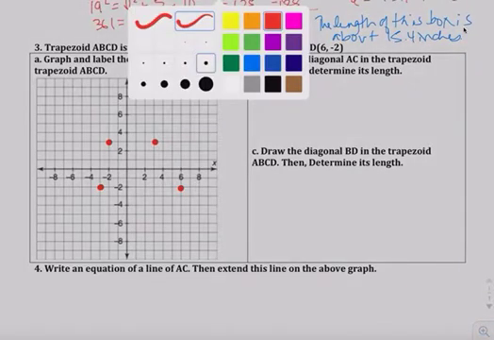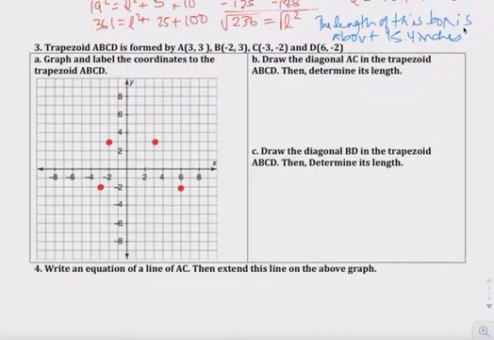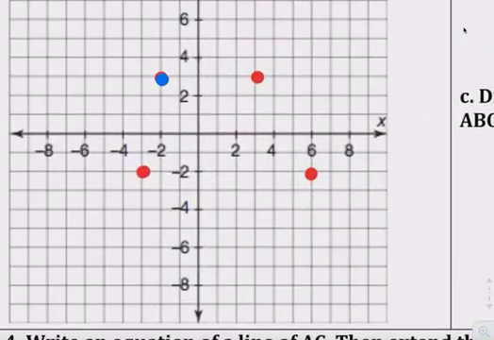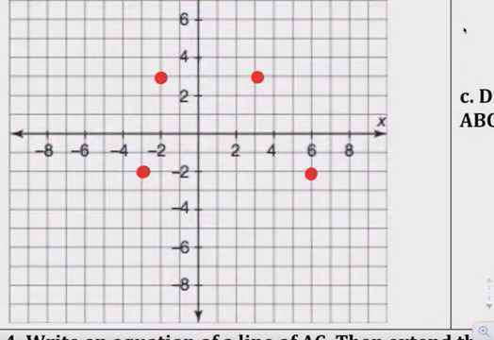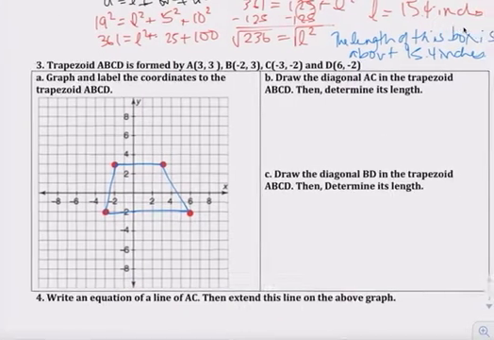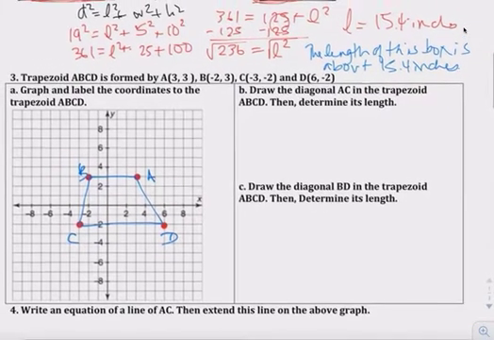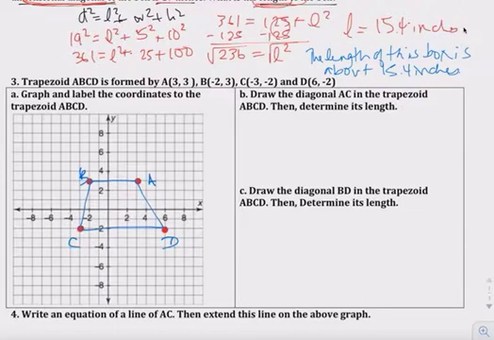Oh, this is a tough one, you guys. Okay. Oh, too big. Okay, let's label this. This is A, B, C, and D. Okay, B, draw a diagonal, the AC in the trapezoid, then determine its length. So AC right there.